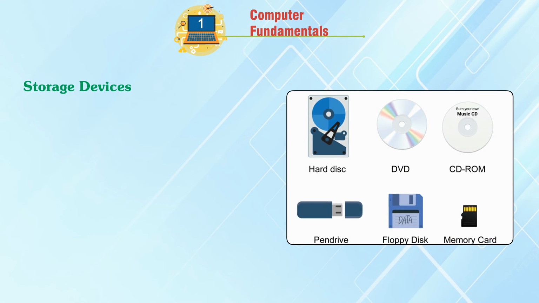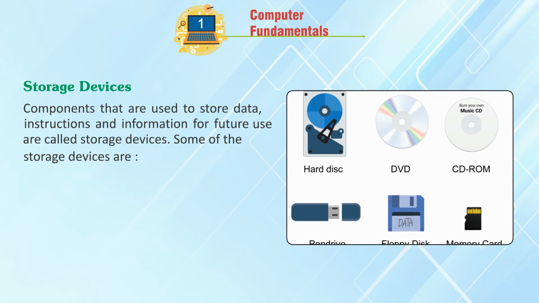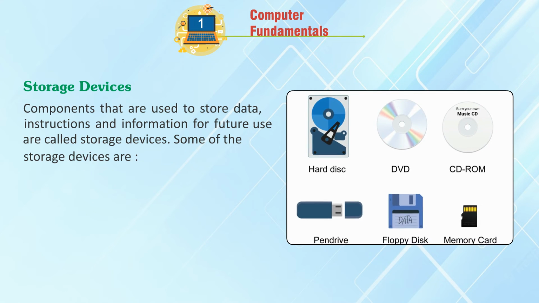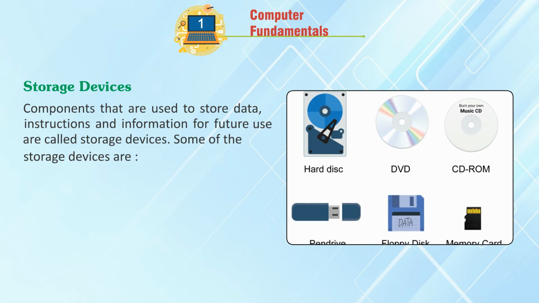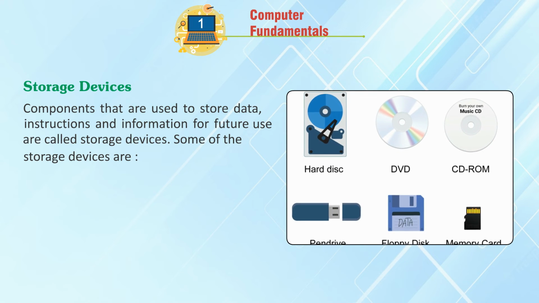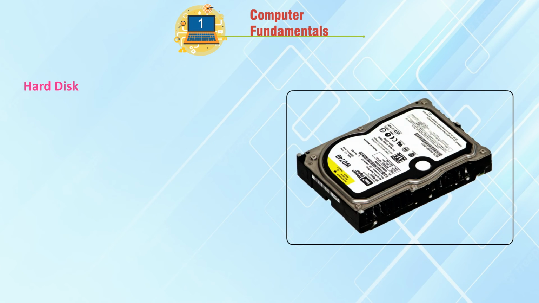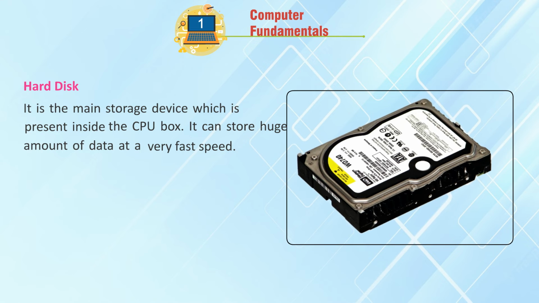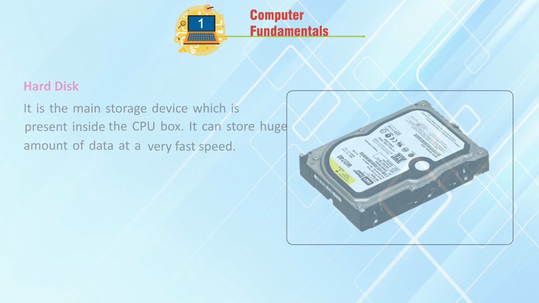Storage devices. Components that are used to store data, instructions, and information for future use are called storage devices. Some of the storage devices are hard disk. It is the main storage device which is present inside the CPU box. It can store huge amount of data at a very fast speed.